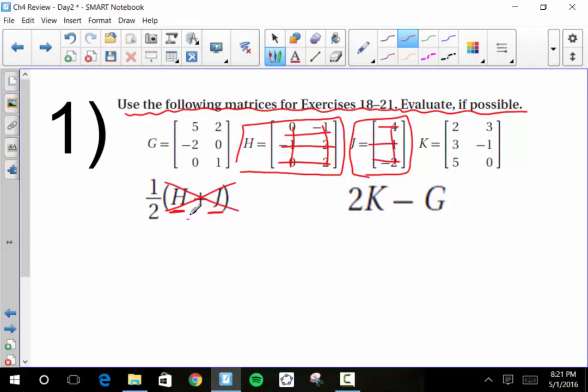Now that only works with adding and subtracting. They have to be the same dimensions for adding and subtracting. It's a little different once you start talking about multiplication, but that's not in this problem, so we won't worry about that. Let's move over to the next one right here.